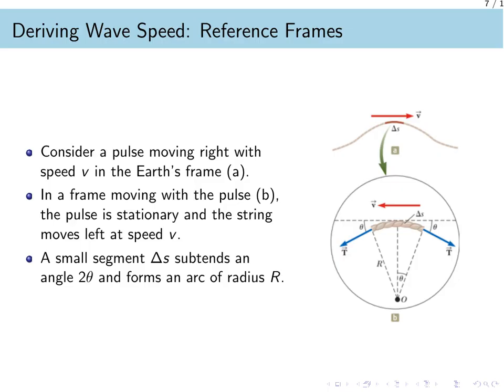We focus on a very small segment of the string at the top of the pulse. This small arc has a length delta s, a radius r, and it subtends a small angle. By looking at the string this way, we can apply the laws of circular motion to the moving string elements.